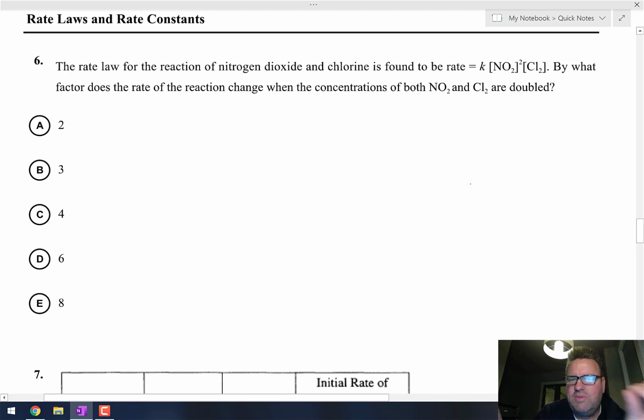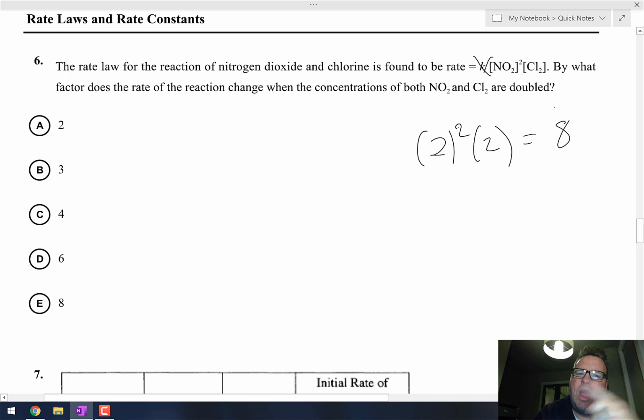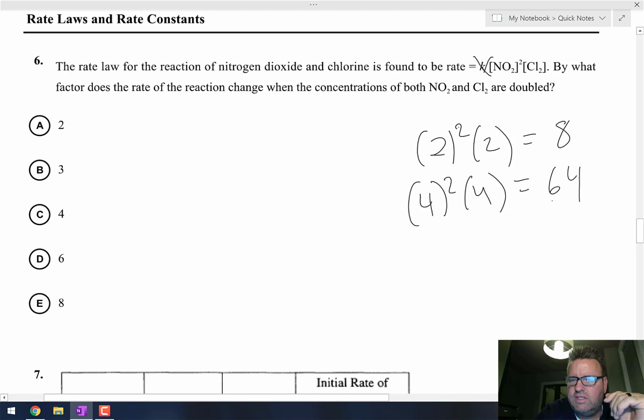Again, sometimes it's helpful. Forget about the rate constant again. Sometimes it's helpful just to put in real numbers. Let's just use a really easy number. Let's use 2. Let's say the concentrations were 2. It'd be 2 squared times 2. 2 times 2 is 4. 4 times 2 equals 8. But now those numbers are doubled. And it doesn't matter the number that you use. You still will get the same answer. So if they're doubled, well, now it's 4 squared times 4. 4 squared is 16. 16 times 4 is 64.